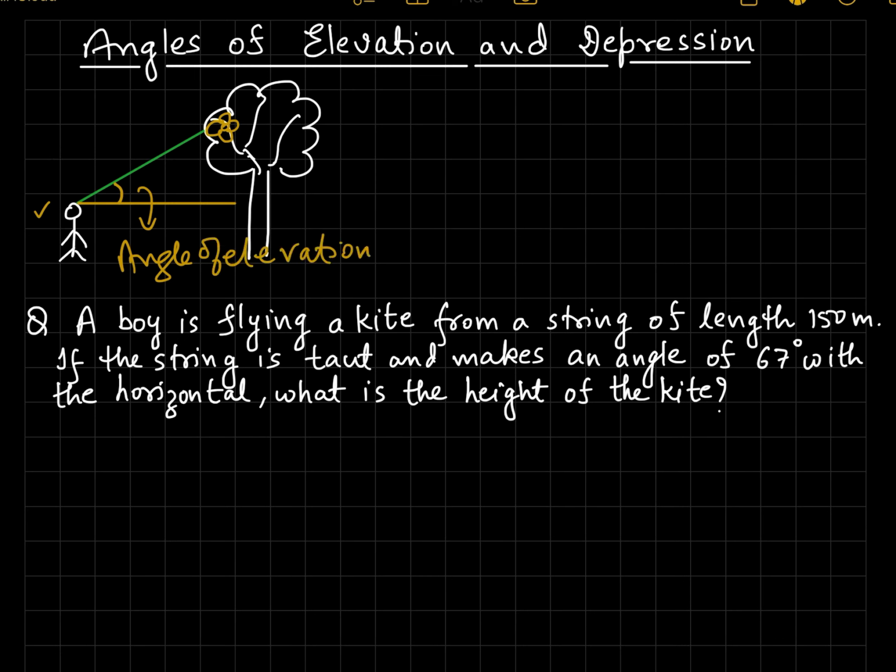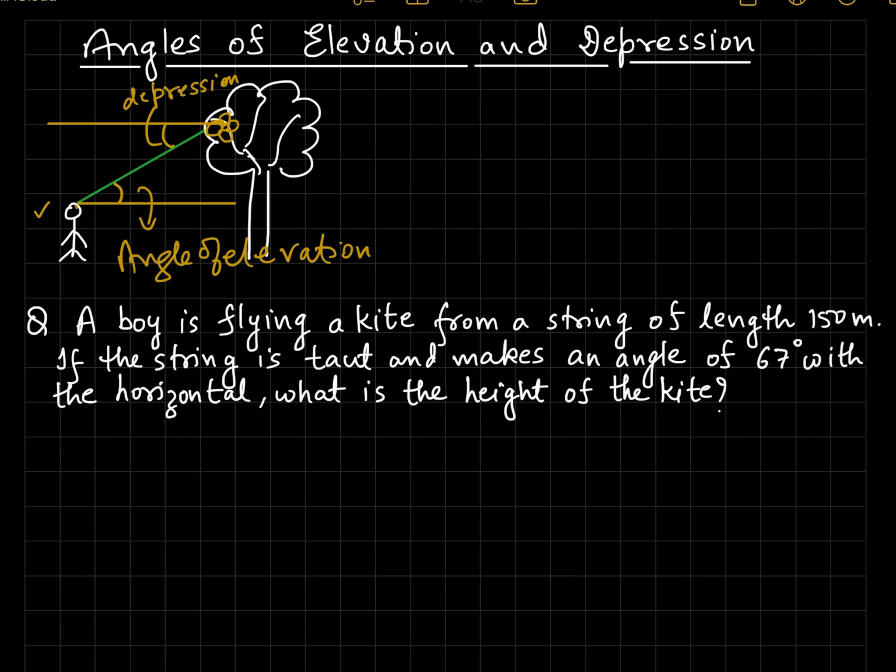Then what would the angle of depression be? If a bird or a butterfly is sitting on this flower and is watching you downward, the angle of depression would be this angle. So angle of depression is like looking downward.